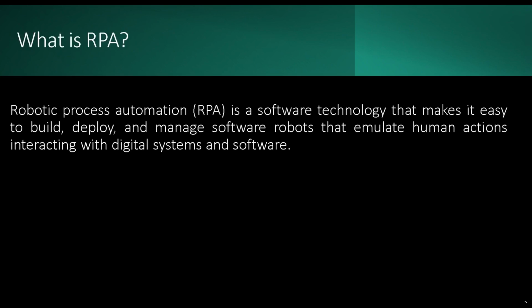What is RPA? RPA is robotic process automation, which is a software technology that makes it easy to build, deploy, and manage software robots that emulate human actions interacting with digital systems and software. So just try to understand the concepts of RPA, and if you are getting these questions in the interview, just give this explanation to make the topic clear.